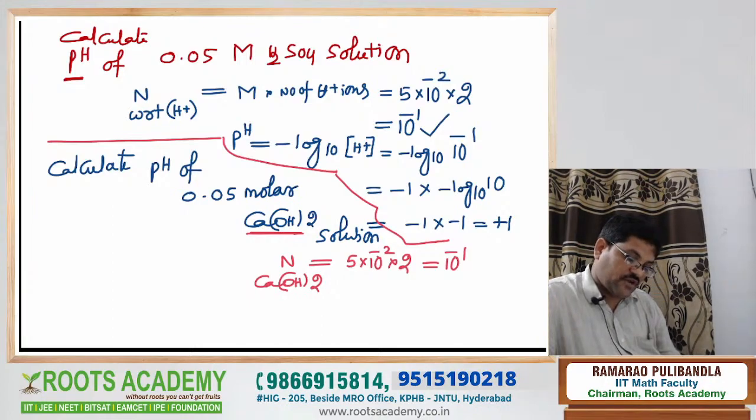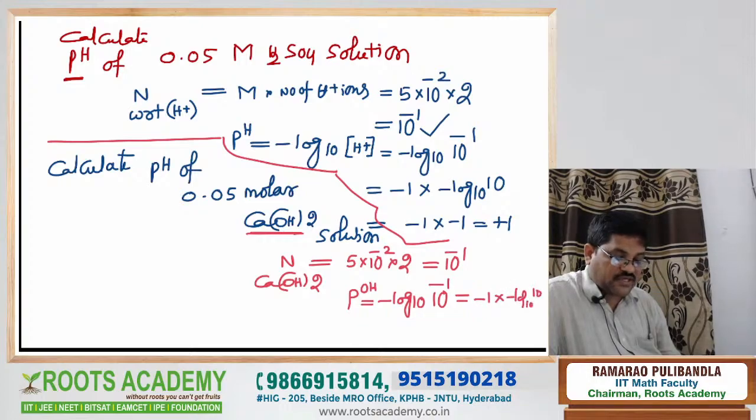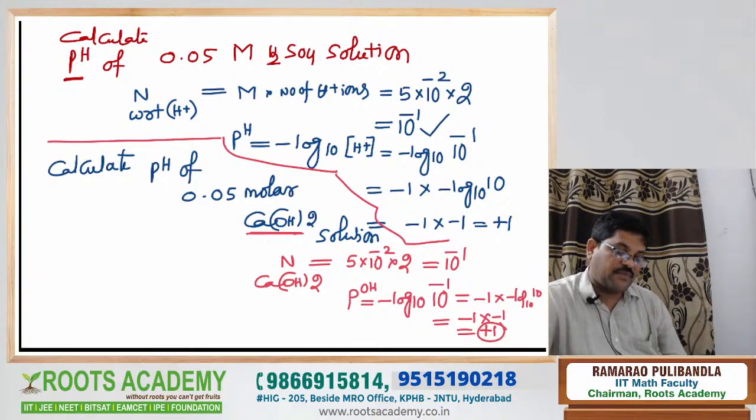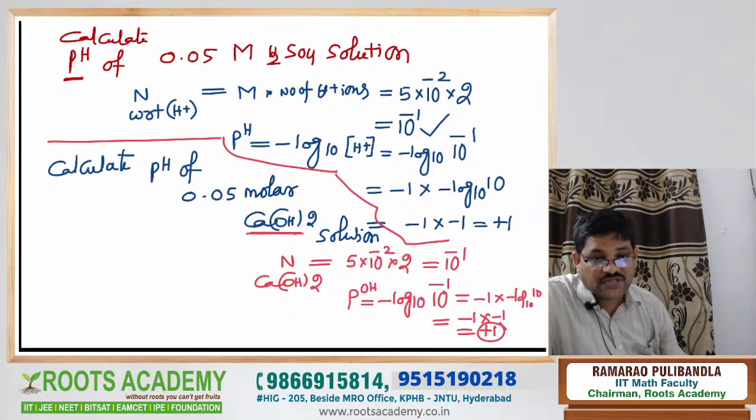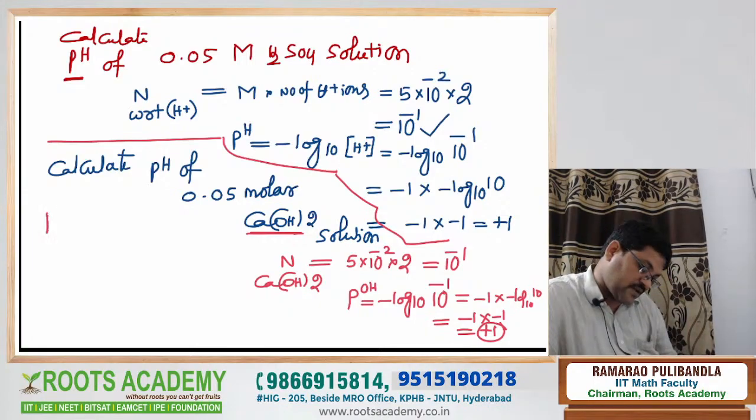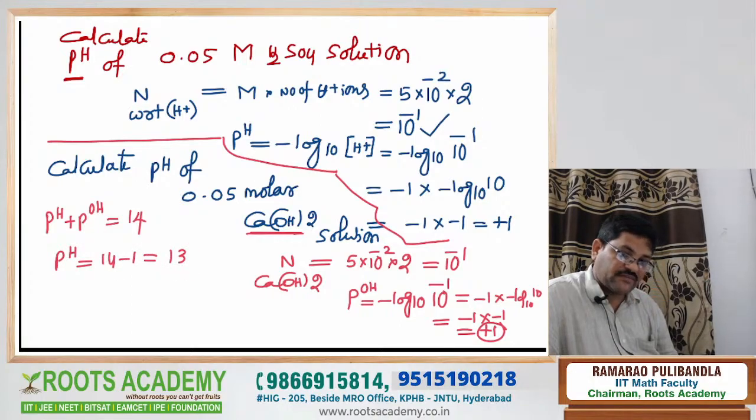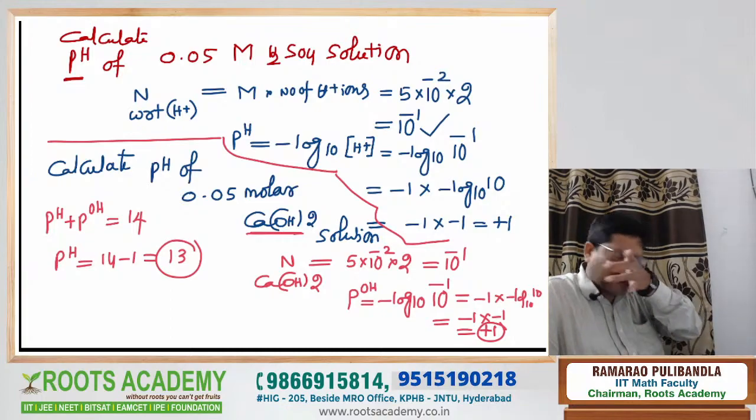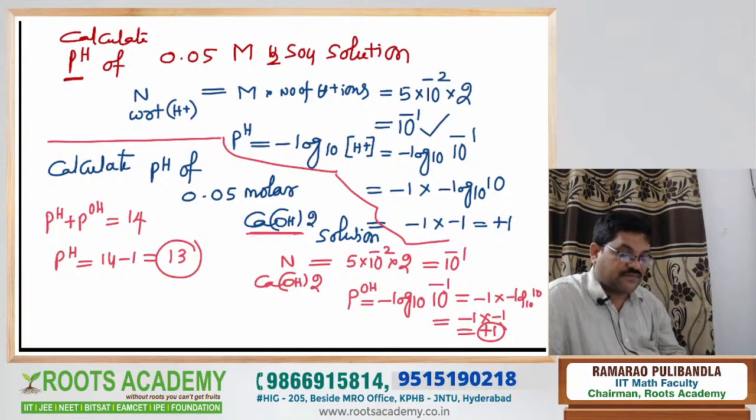For the base, first you have to find out pOH. pOH is equal to minus log to the base 10 power minus 1. That is equal to minus 1 into log to the base 10. Now minus 1 into minus 1 becomes plus 1. That is the pOH value. Because our discussion is at room temperature, pH plus pOH is equal to 14. Therefore, pH of the calcium hydroxide is equal to 14 minus 1, that is equal to 13. Understood this concept? Very easy. And go to the next question.